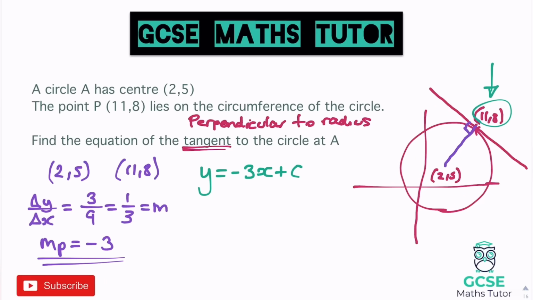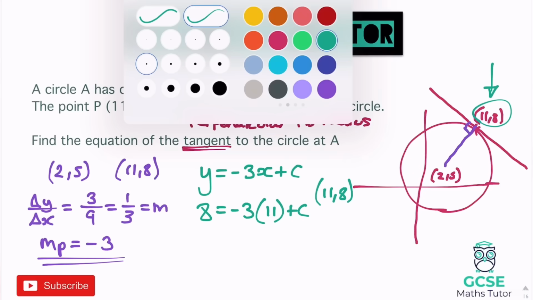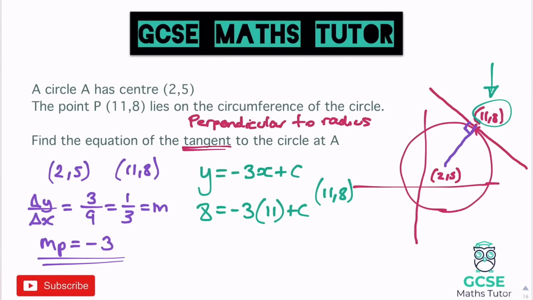So what I'm going to do is stick 11,8 into the equation of the line, just like I did on the last question. So we get 8 as y equals -3 multiplied by 11 plus c. And again, exactly the same as the last question, we can solve this now. So 8 equals -33 plus c, multiplying those out, add the 33 over, 41 equals c. So now I've got the y-intercept of that line as well.